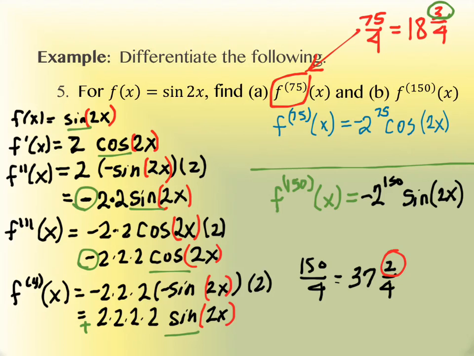Now that's kind of interesting, right? It's a pattern thing, and it doesn't happen everywhere. It only happens with sines and cosines, and only sines and cosines that have a constant multiplier inside with that x. All right.